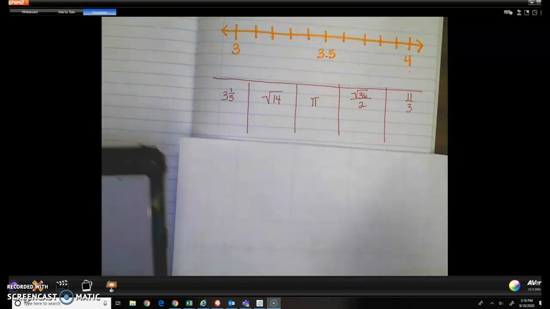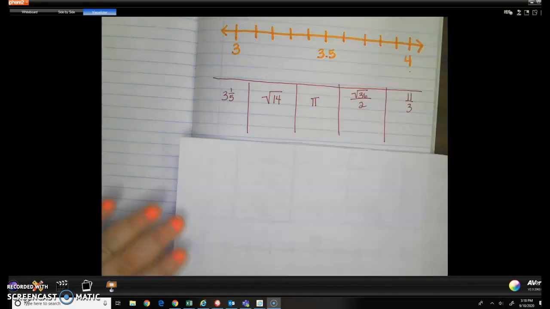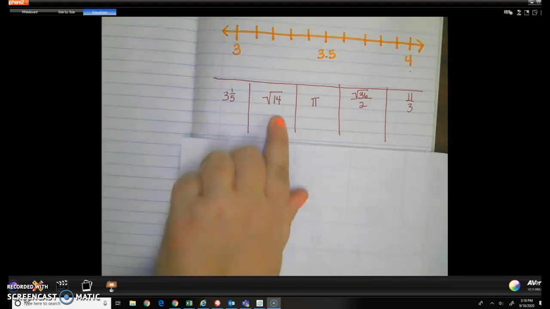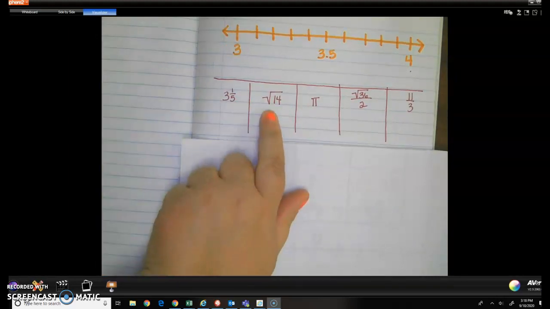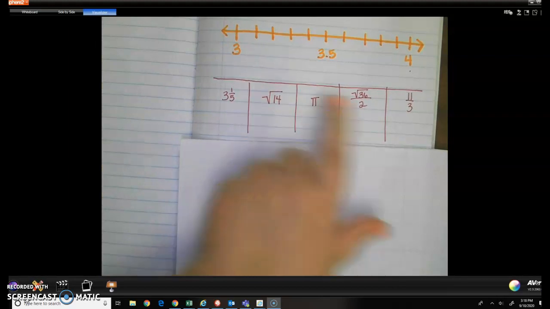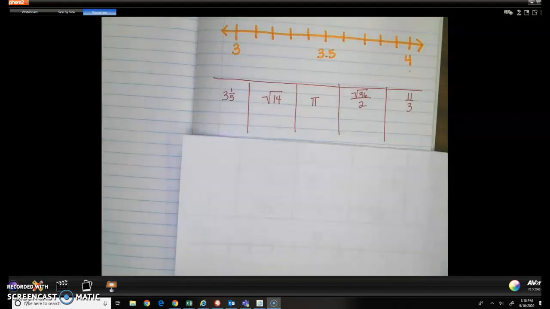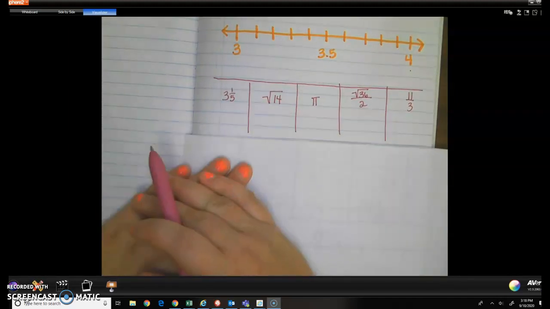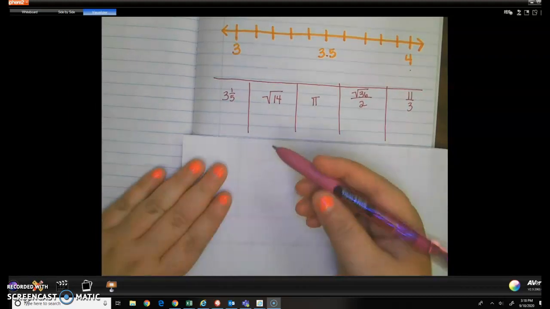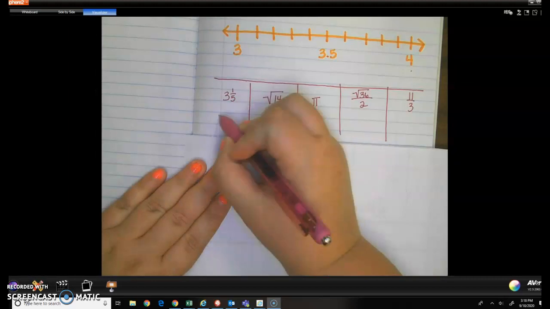So what we're going to do is change each of these into a decimal. They're all in different forms. I have some mixed numbers. I have a square root. I have an irrational number here. I've got a fraction and a fraction. So what I want to do is go ahead and change them all into a working form, and decimal is the easiest working form. So you can use a calculator if you want to on this, or work them out by hand. But 3 1/5 is going to be 3.2.